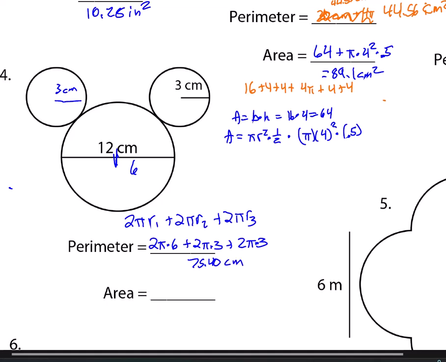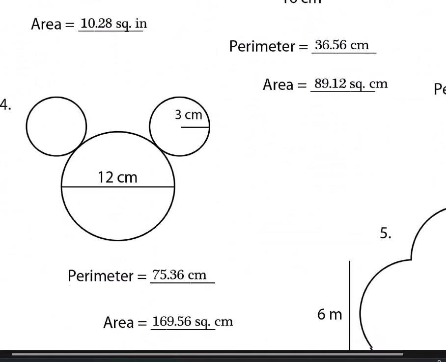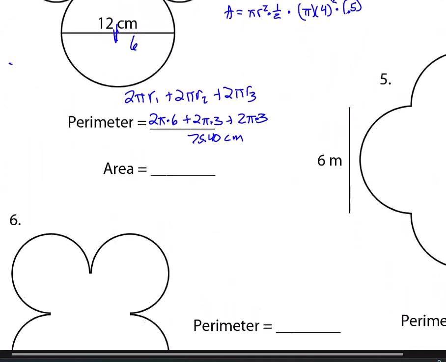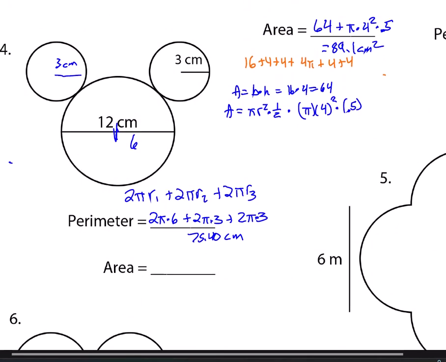Two pi times six plus two pi times three plus two pi times three, 24 pi or 75.40 centimeters. Now for the area, we have the area of a circle with radius 6 centimeters plus two circles with 3 centimeters. So the area is going to be pi r1 squared plus pi r2 squared plus pi r3 squared. So that's pi times 6 squared plus pi times 3 squared plus pi times 3 squared.